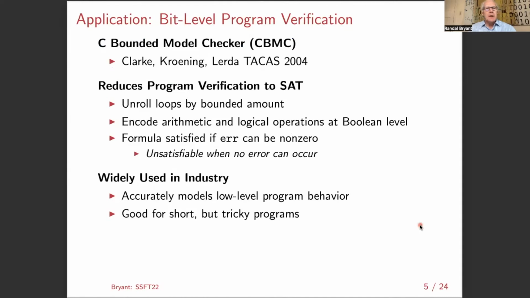There's a program that's widely used in industry called C-bounded model checker that was first developed by my colleague Ed Clark and his postdocs back in the early 2000s. The idea of it is to take a C program and turn it into a SAT problem. This only works for fairly short C programs. But the idea is to expand this code into a massive Boolean formula where we're representing every single bit and how it gets changed or operated as the program proceeds. And we'll assume that any loop is going to be a bounded number of executions, so we can simply unroll it to whatever its maximum is.